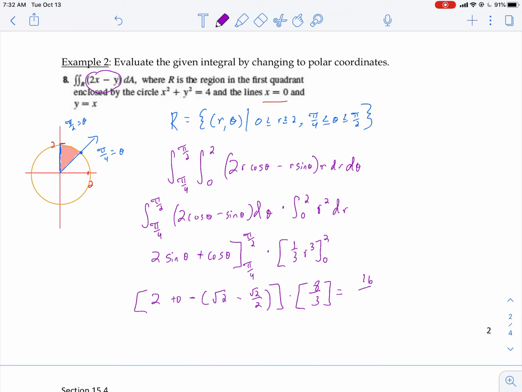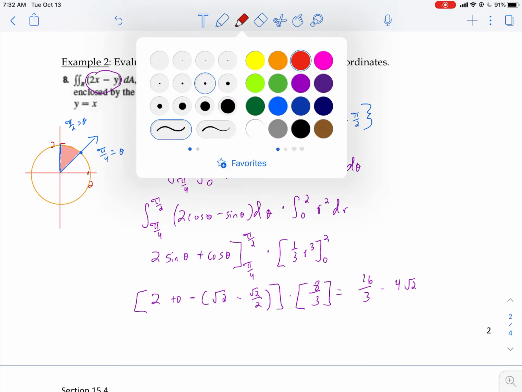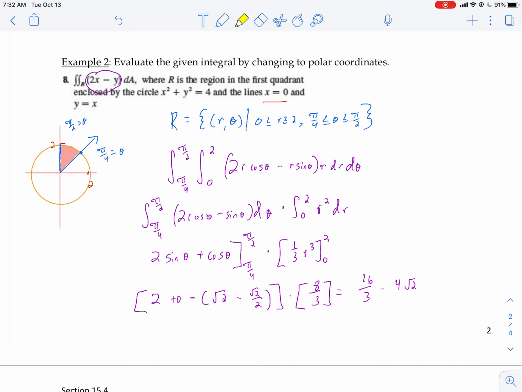And so now just do the math. It's going to be 16/3 minus 4 radical 2. And that's it. All right. Again, the rest is just computation. You should be able to do that fairly easily. And there's my answer.